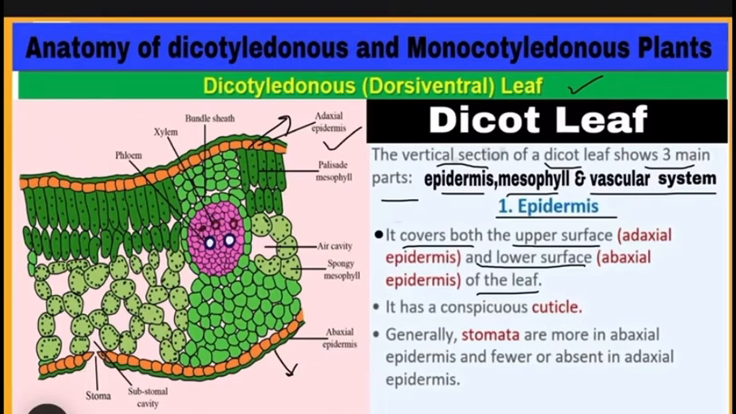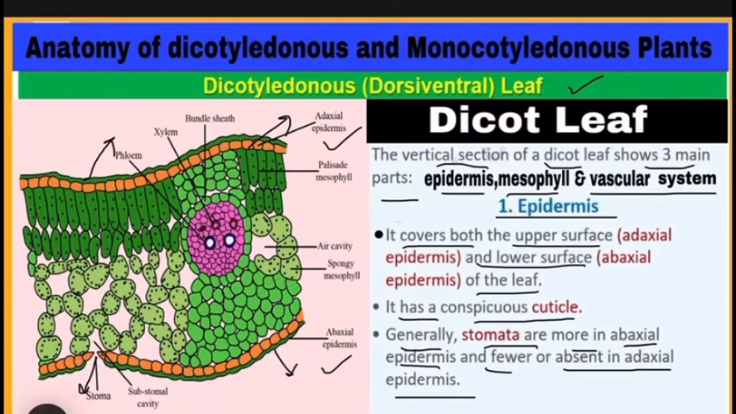The upper surface of the leaf is covered by adaxial epidermis and the lower surface of the leaf is covered by abaxial epidermis. Also, it has a conspicuous cuticle. See, this layer is called the cuticle. Generally, stomata are more in abaxial epidermis and fewer or absent in adaxial epidermis. You can see here in the abaxial epidermis stomata are present, but in the adaxial epidermis stomata are very few or they are absent.